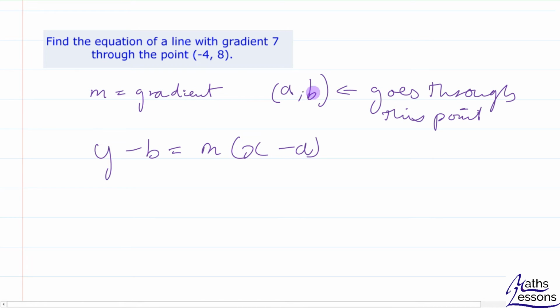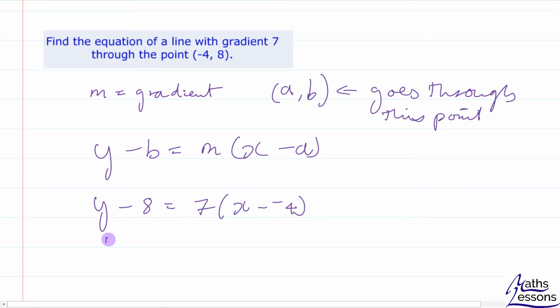If you struggle to remember which way a and b go, remember y goes with the y and the x goes with the x, and that will help you remember this. So we know the gradient is 7, and the y value it goes through is 8, so b is 8. We put the 7 in, and we put the x in, and the point it goes through has x value -4. So you take that value away, and because it goes through -4, we end up with x minus -4.